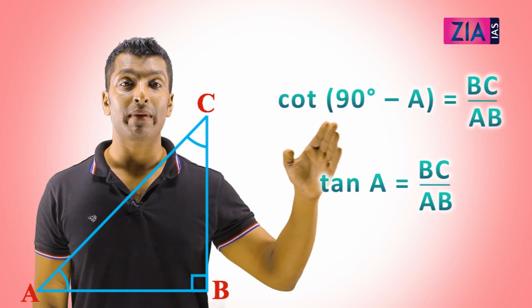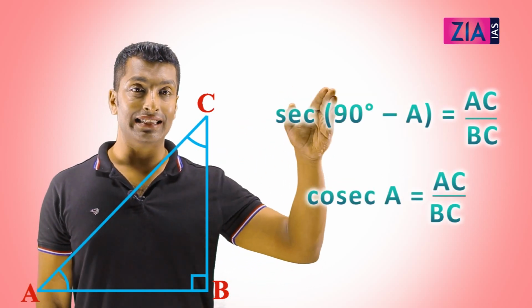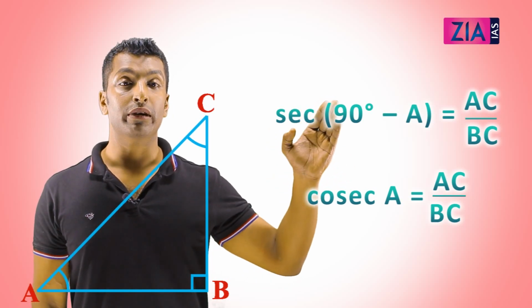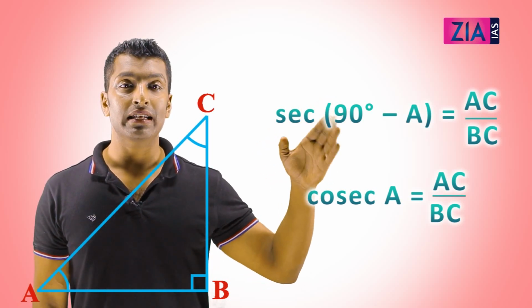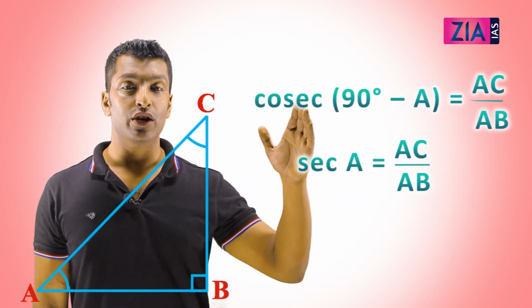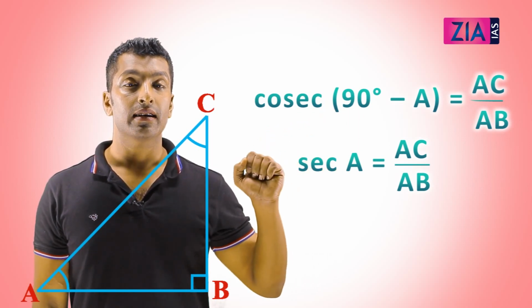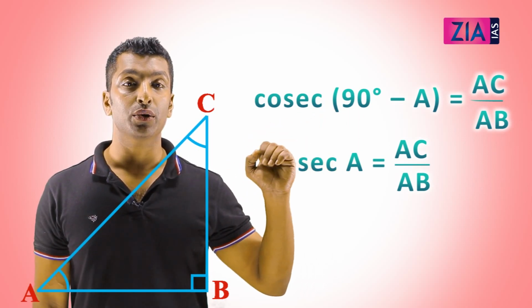So what is cot(90 minus A)? Tan A. Now sec(90 minus A) is AC divided by BC, which is nothing but cosec A. Similarly, cosec(90 minus A) is AC divided by AB, which is equal to sec A. So cosec(90 minus A) is equal to sec A.